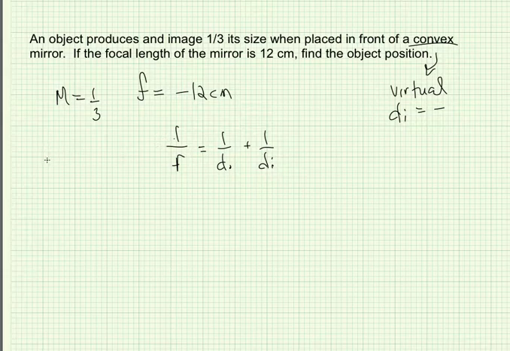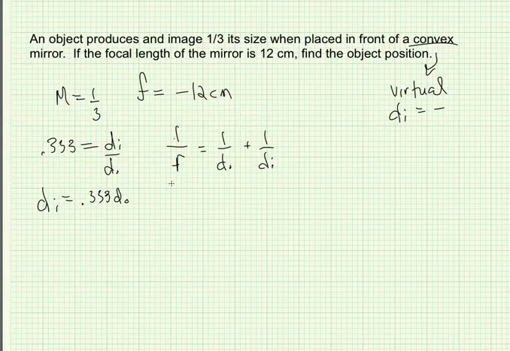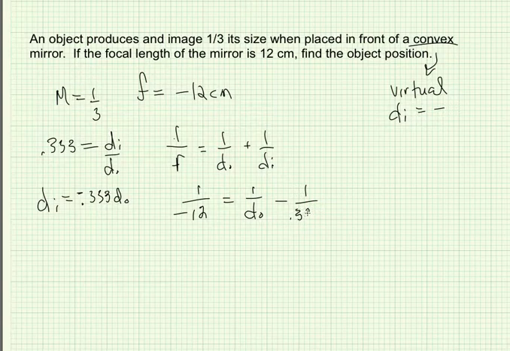Okay, so now how are we going to do this? I personally would probably just make this 0.333, a number instead of a fraction, equals DI over DO. That means DI is going to be 0.333 DO. But it's virtual, meaning that's going to be negative. So when I come over here, I have 1 over negative 12 equals 1 over DO. But it's a virtual image, making this negative 1 over 0.333 DO.